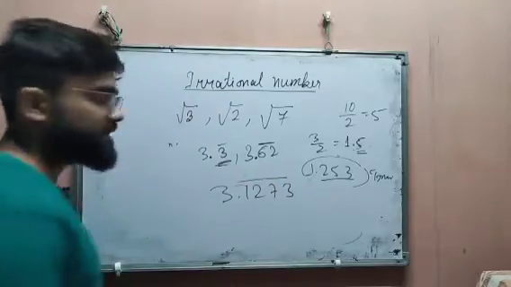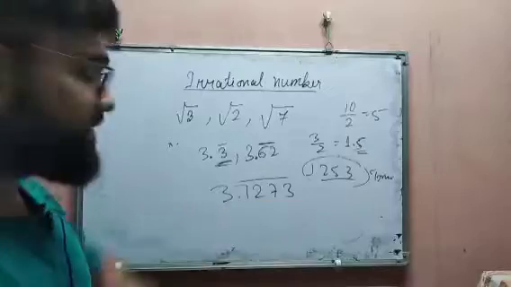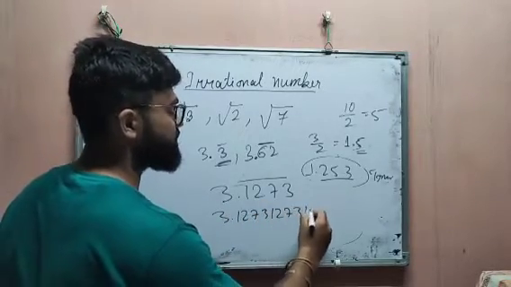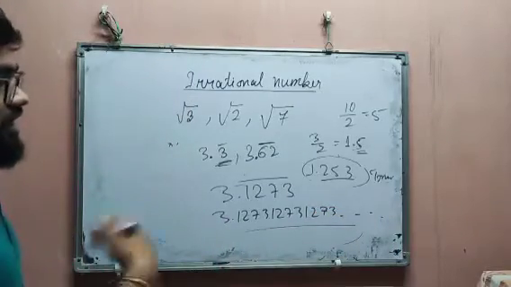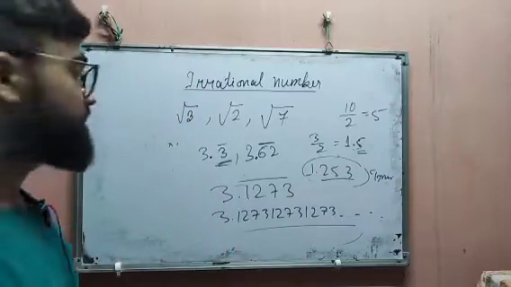3.1273 bar, that means after the point 1273 comes, again 1273, so it will keep going 1273 1273 1273 dot dot. So this is also a non terminating repeating number. But be careful with that.